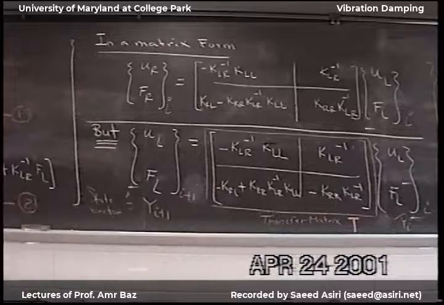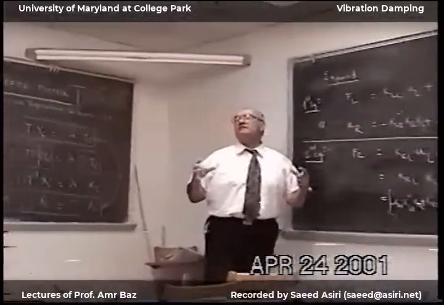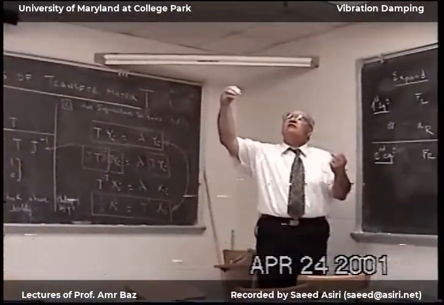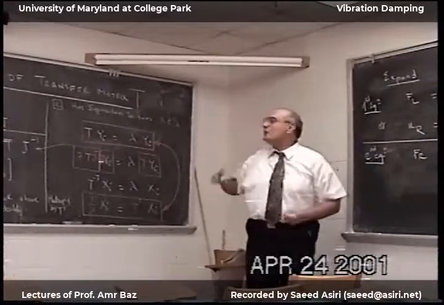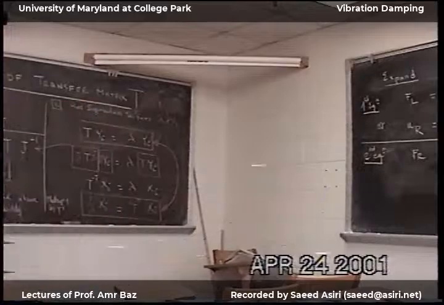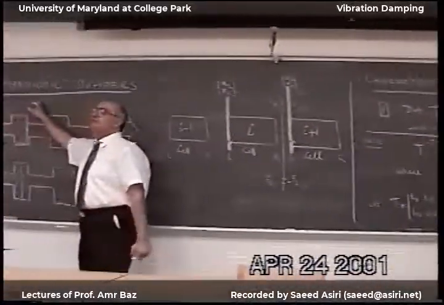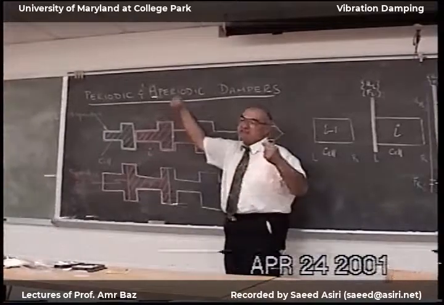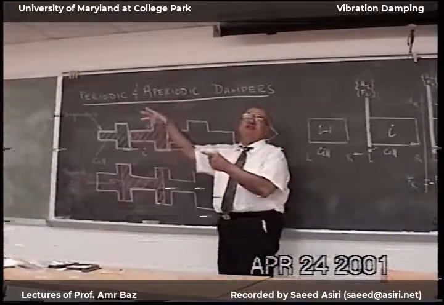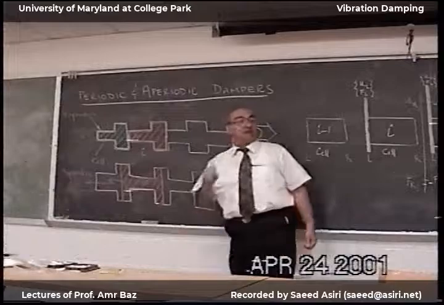This matrix will have off-diagonal elements zeros, unless we make the structure periodic. So the off-diagonal elements will not be zero. And that's a very important key to localize the vibration at one location.